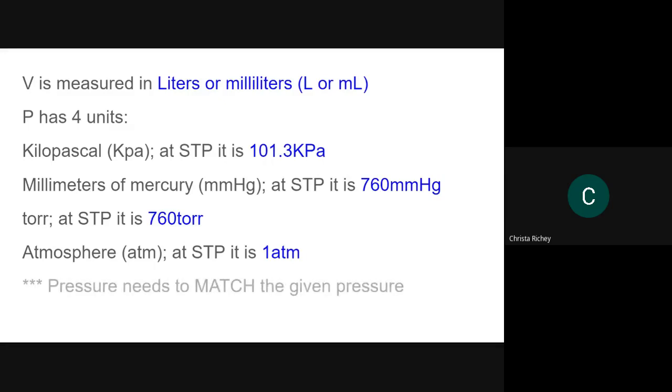Now you're kilopascals, millimeters of mercury, torr, and atmospheres. There's those 4. There's 4 units for pressure. P is pressure. And like I said, for these, not when we do this one next week, in a week. This one has to be in liters. And depending on your pressure, that's going to control your rate constant. But I'm like getting ahead of myself. That's in a week.